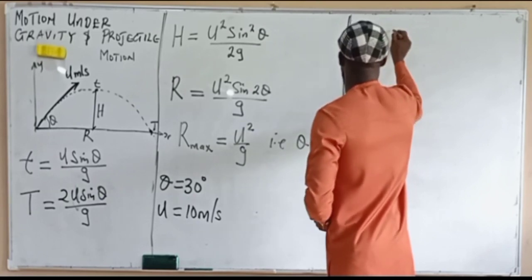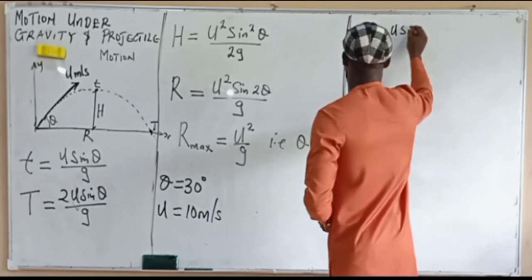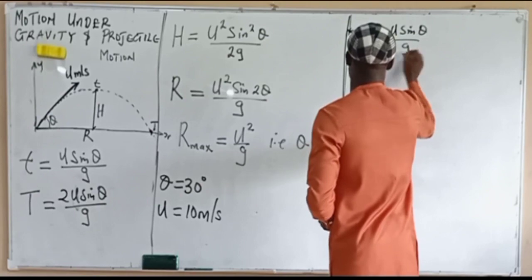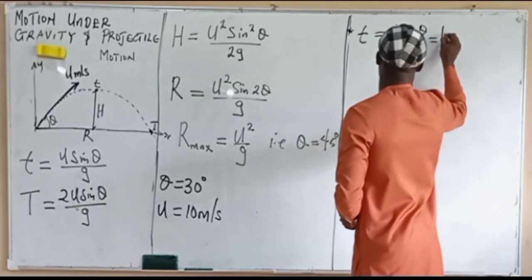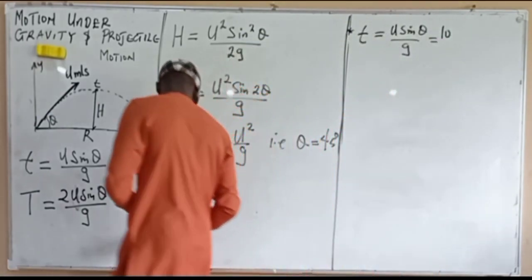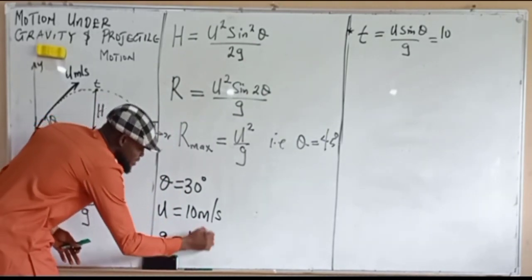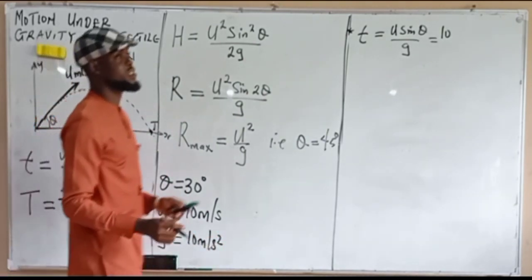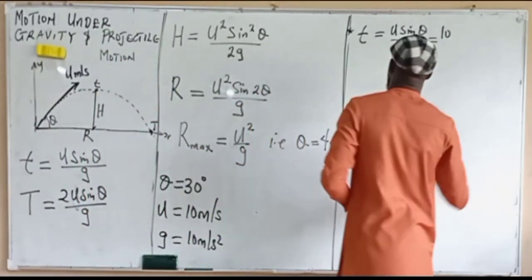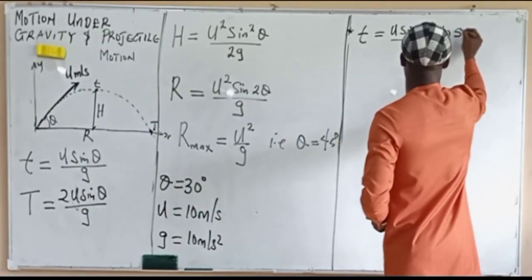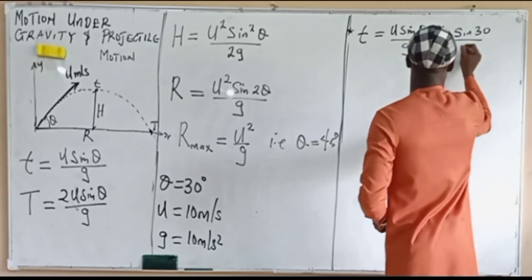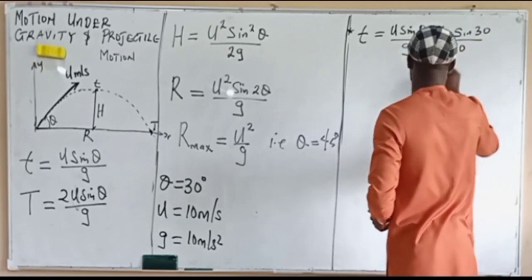Time taken to reach maximum height is u sine theta over g. In this question, take g as 10 meters per second square. We're going to have 10 sine of the angle, 30, over g, which we take as 10.